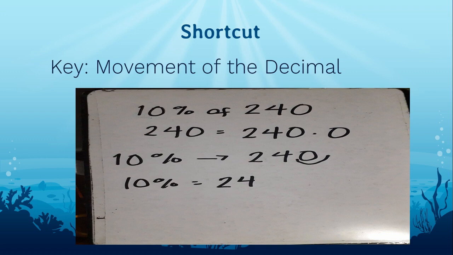So from the right of 0, moving the decimal point one step to the left brings the decimal point in the middle of 4 and 0. And if you read that, that should be 24.0. Hence, 10% of 240 is 24 or 24.0.